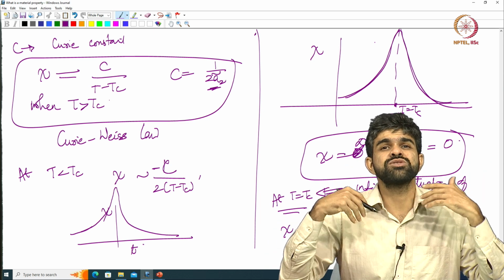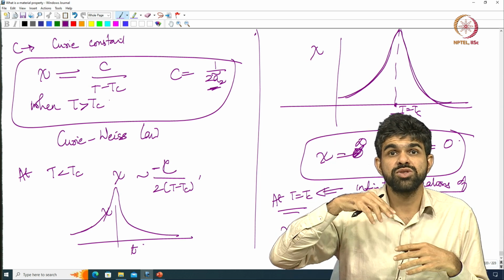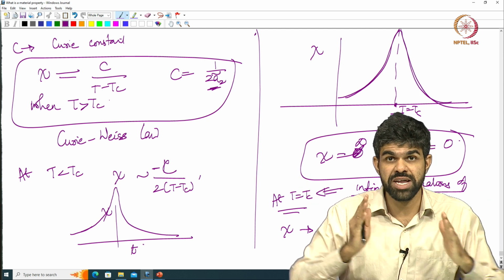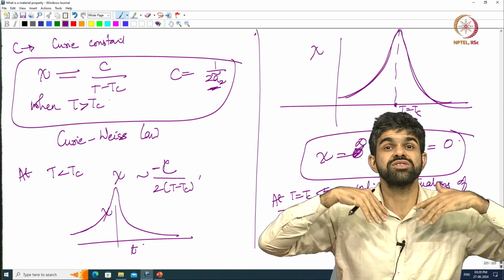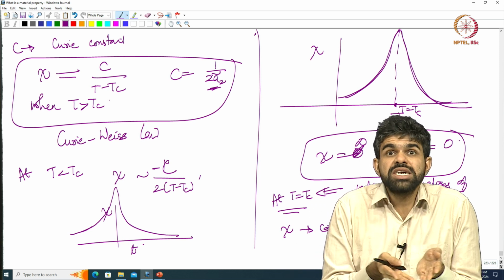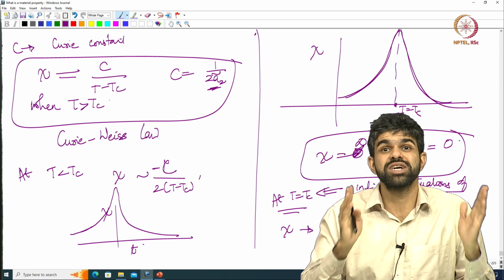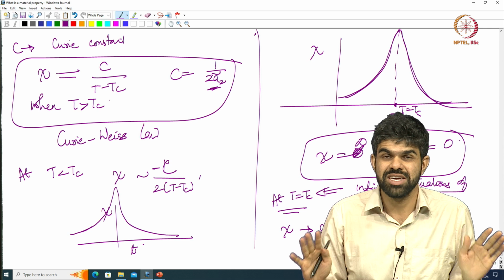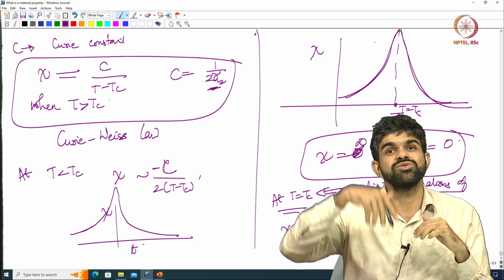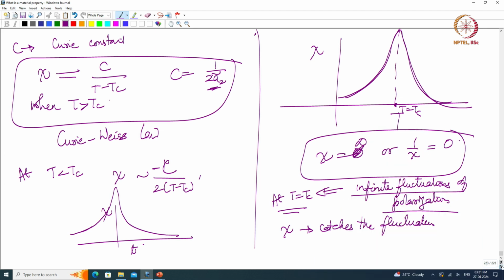Typically susceptibility is not infinity because there are always some losses that compensate for these infinite fluctuations. So, fluctuations cannot be infinite, they will always be finite, but susceptibility is enhanced. It is not infinite, but it is very large near phase transitions. Okay. So, this is a temperature dependent phase transition, and in a temperature dependent phase transition we have shown, just using a Landau phenomenological theory, that susceptibility is quite large. The fluctuations are super large.